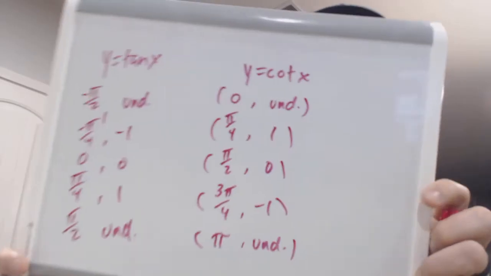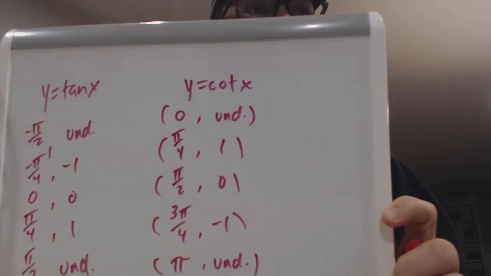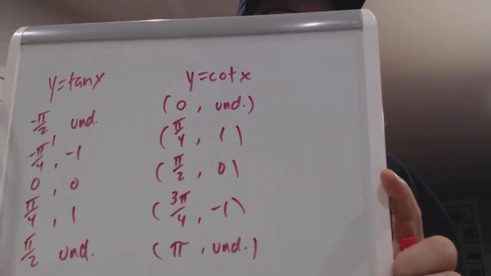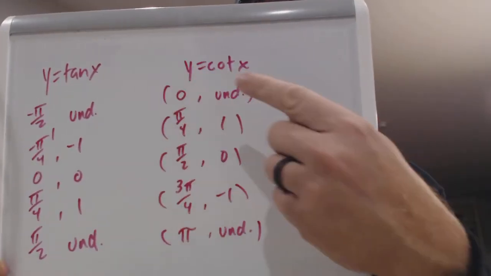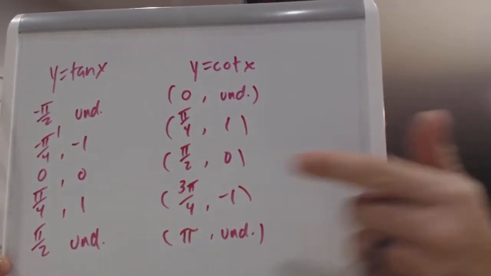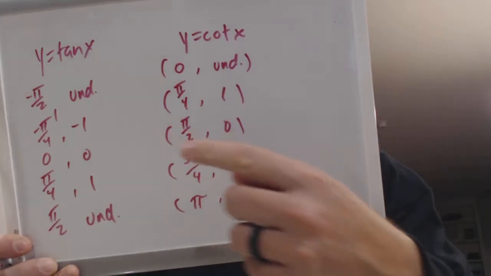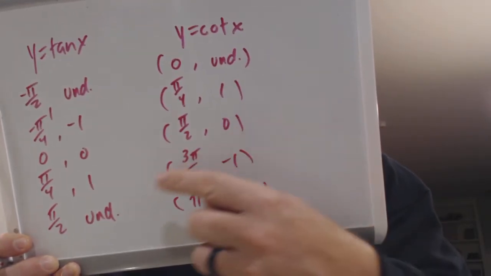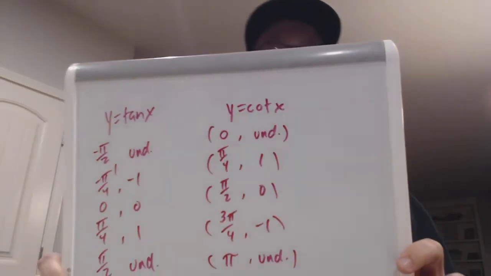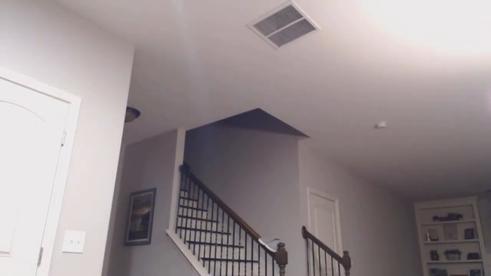If you did it correctly, these should be your 5 coordinates. You get 0, undefined. So notice that when tangent's 0, cotangent's undefined, and vice versa. When cotangent is 0, at pi over 2, tangent would be undefined. So looking at that, all we have to do is graph that, and we can talk about what that graph actually looks like.